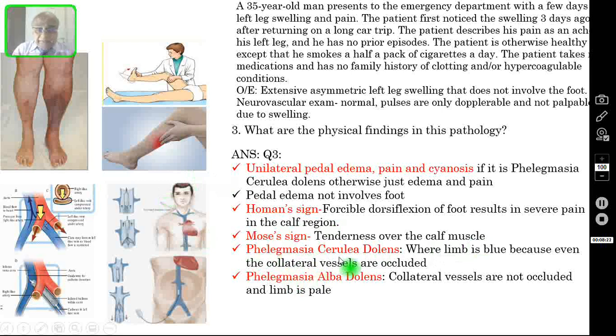If it is phlegmasia cerulea dolens, the limb is blue in color because even the collateral vessels are occluded, so the limb is going for acute ischemia. Whereas in phlegmasia alba dolens, the collateral vessels are not occluded and the limb is not going for ischemia, it will be only pale in color.